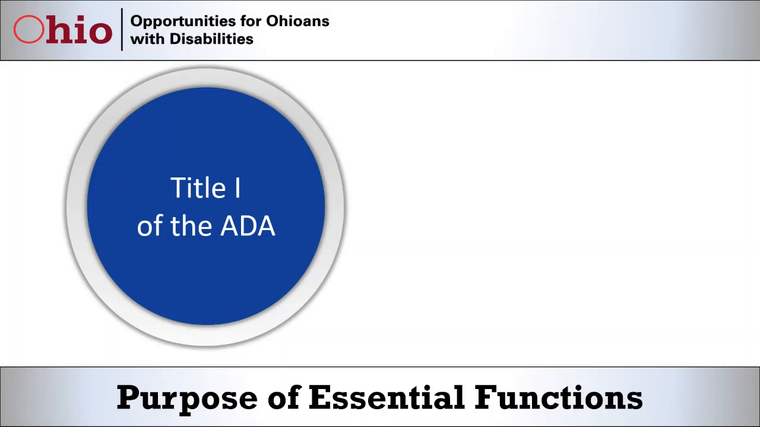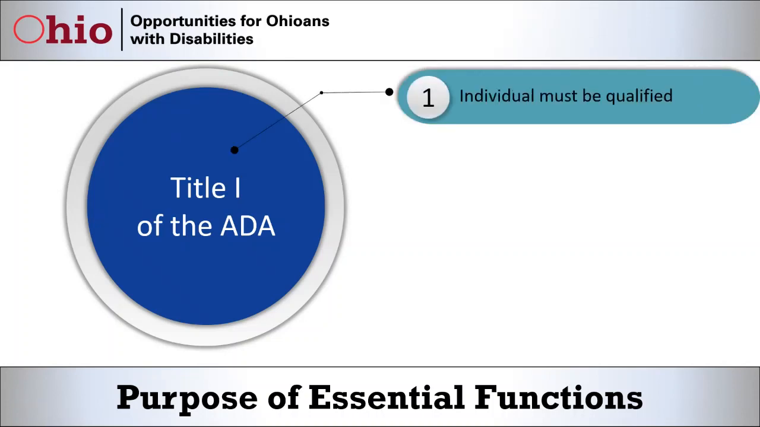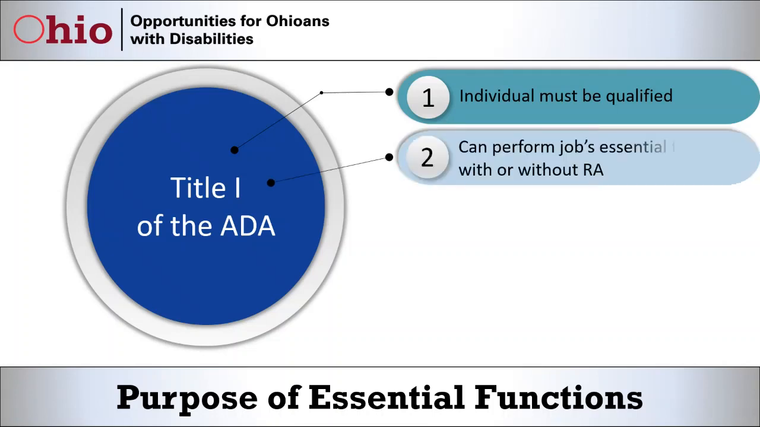To receive this protection under Title I, an individual must have a disability according to the ADA's definition of disability, and they must be qualified for the job. Being qualified means the individual meets the employer's job-related qualification standards and can perform the job's essential functions with or without a reasonable accommodation. So essential functions matter to individuals with disabilities and to employers because both parties use these to determine whether the individual is qualified.